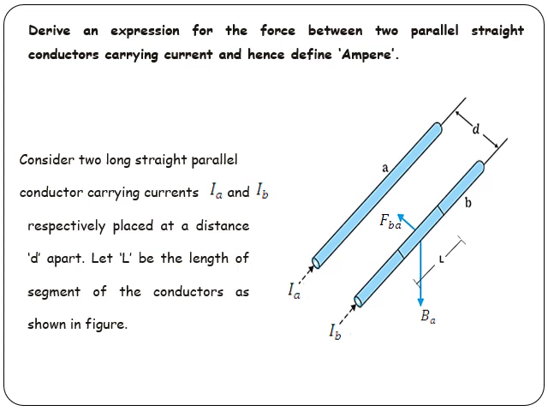Consider two long straight parallel conductors carrying current IA and IB respectively, placed at a distance d. Let L be the length of the segment of the conductors as shown in the diagram. Here, this small L is taken as a segment because the conductor can be infinitely long. So we will consider a small part of that conductor and find out the force acting at that particular distance.